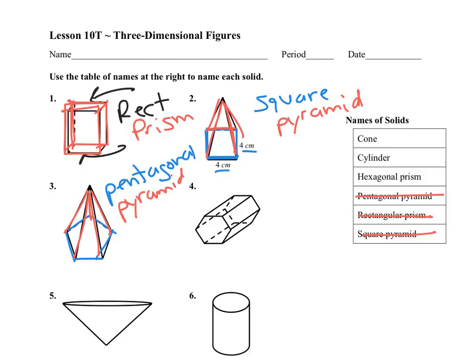Number 4. Let's look at the two faces that are different. This face is a hexagon. And let's look at the parallel and congruent face to that one. You'll notice that it is also a hexagon. So those are the bases. What shape are they? They are hexagons. So this is a hexagonal, and all of its sides are rectangular. So this is a prism. It's a hexagonal prism.